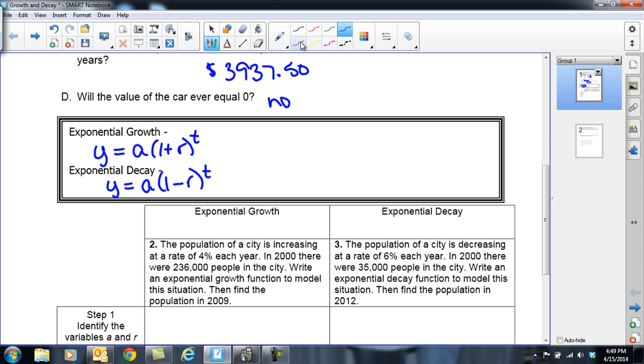Now, what does everything stand for? A is your initial amount. It's going to be your y-intercept. So whatever your y-intercept is, that's going to be your a. Your r is going to be the rate at which whatever you're dealing with is increasing or decreasing. It needs to be in decimal form. And then t is the amount of time that you were dealing with. And so it's just going to be a matter of plugging numbers in.